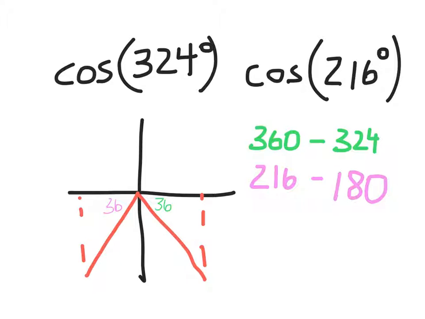And because both reference angles are 36 degrees, again we have the same triangle just reflected, and that means the values are going to be either equal or opposite. Since one of the triangles is to the right in a quadrant where cosine is positive, and the other triangle is to the left in a quadrant where cosine is negative, that means that the two values are going to be opposites.